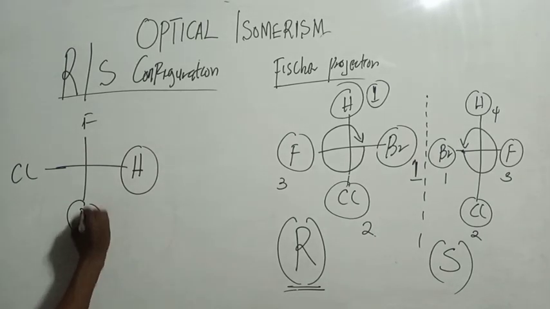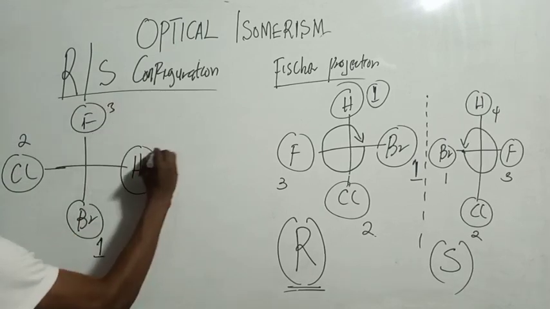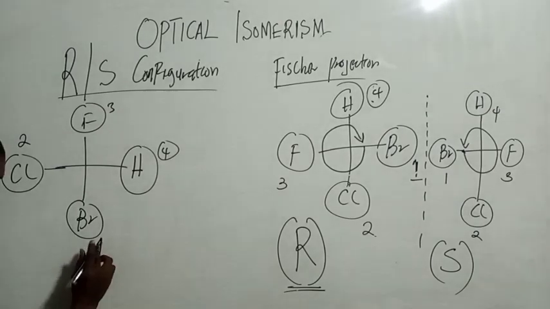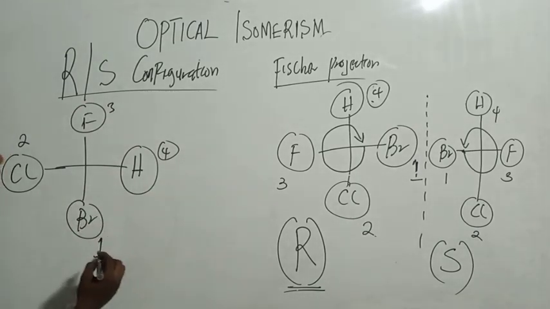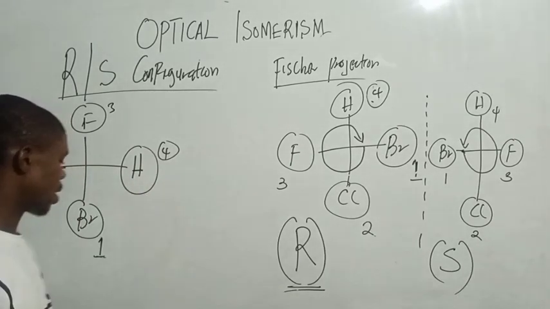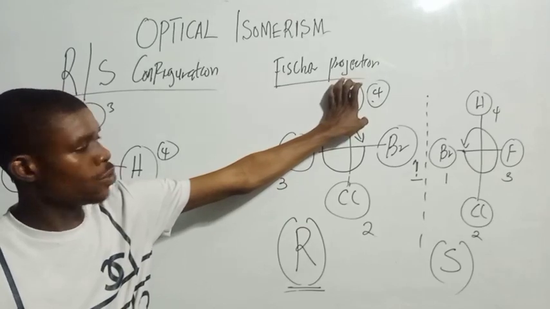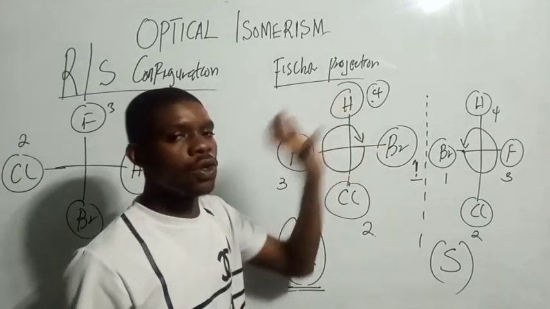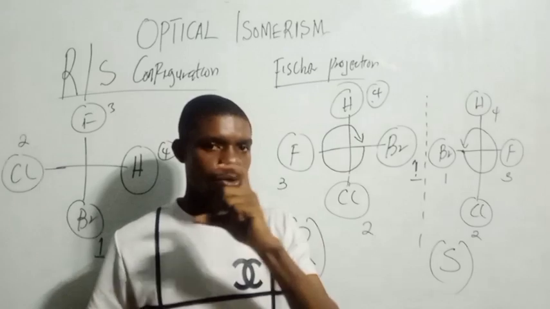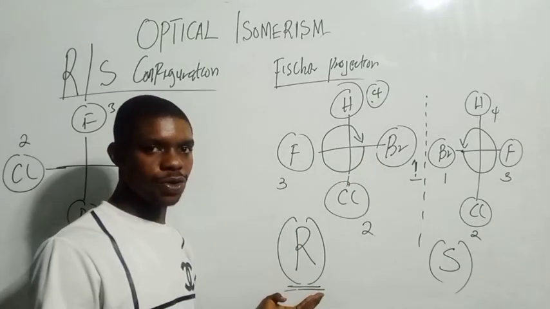Now, remember, here's my number one, here's my number two, here's my number three, and here's my number four. So here we have one, two, three, four. So what happens when hydrogen is on the horizontal? Remember, if hydrogen is on the horizontal, normally they are not the same as when hydrogen is on the vertical. The idea is that hydrogen should be on the vertical bond. So when you move it here, that side moves to correspond to the final answer.